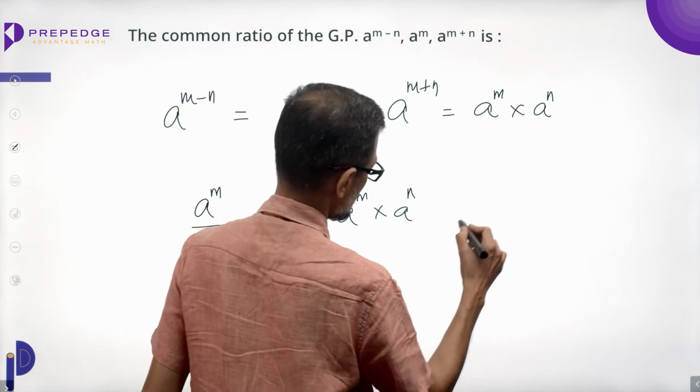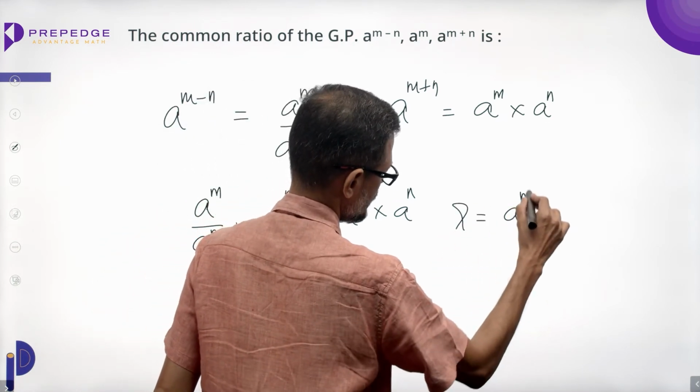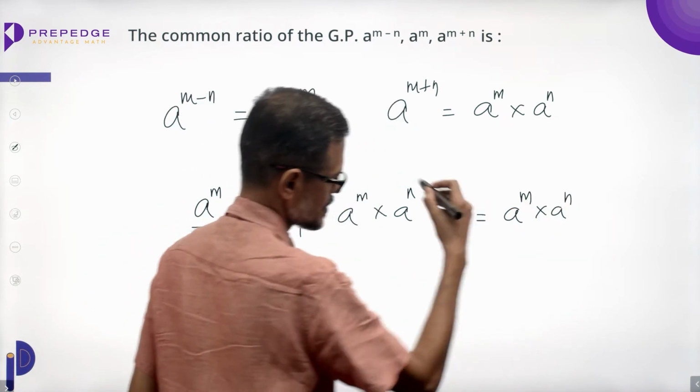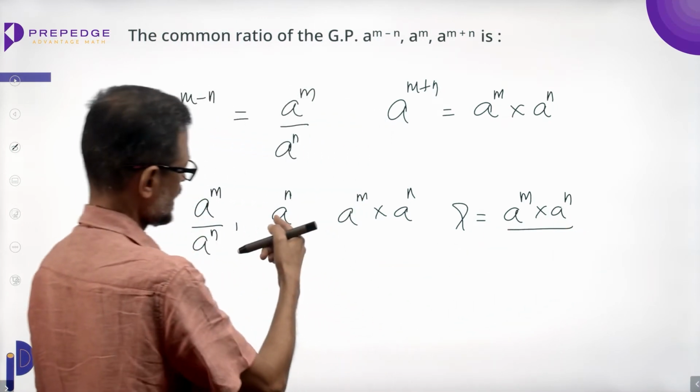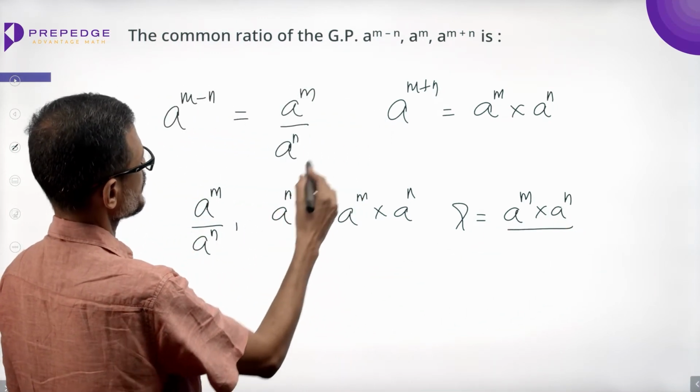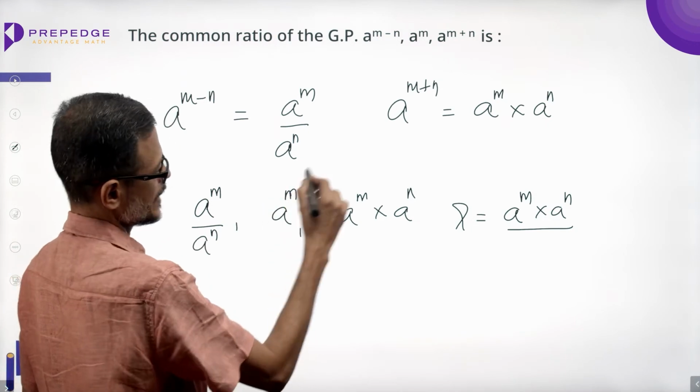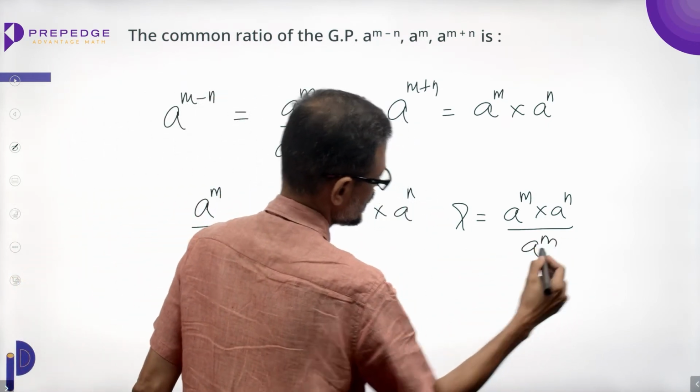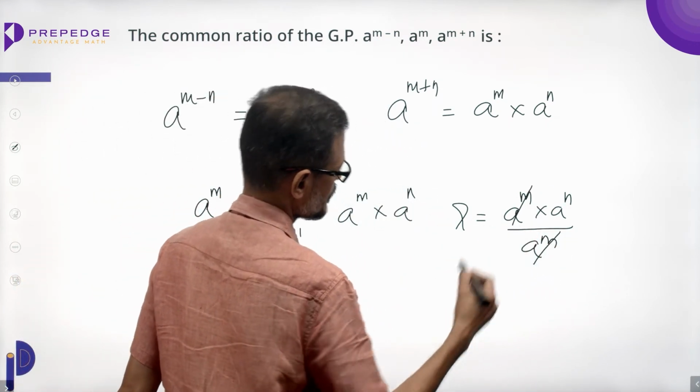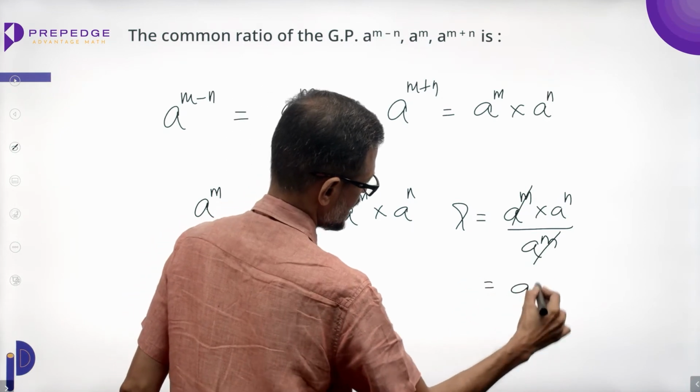A3 is equal to, common ratio is equal to a power m times a power n. This is the third term divided by the second term, which is a raised to the power of m. Sorry, a raised to the power n ன்னு எழுதியிருக்கேன். A raised to the power of m is the second term. So a power m gets cancelled with a power m. So the common ratio is equal to a raised to the power of n.